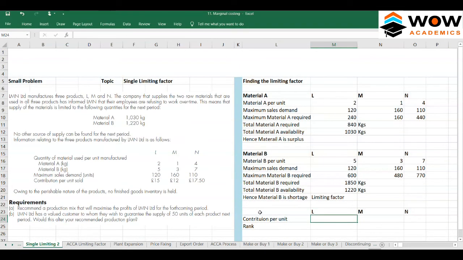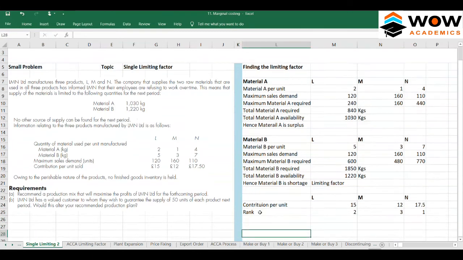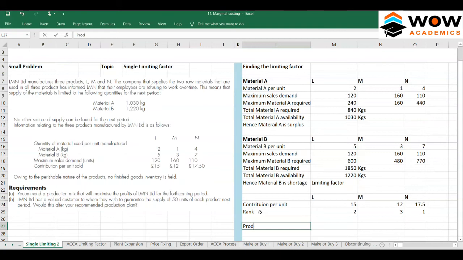So the contribution per unit he has given is 15, 12 and 17.5, and the rank would be 1, 2 and 3. So the rank is also given. Our next step is to get the production plan. For the production plan, we'll take it from the previous sum.